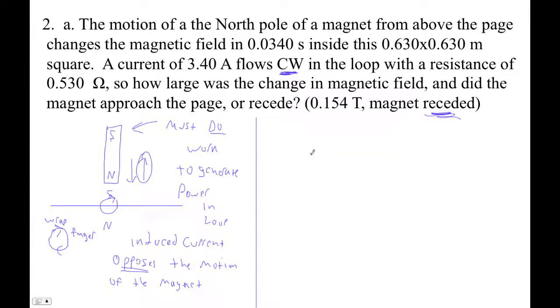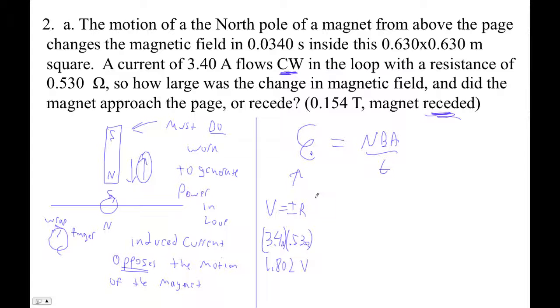Motion changes. So how large was the change in magnetic field? That's what we're trying to find. So EMF is NBA over T. 3.4 amps flows clockwise in the loop. So my EMF, V is IR, so my EMF is 3.4 amps times 0.53 ohms. Let's figure that out. 3.4 times 0.53 is 1.802 volts, and now we're all set.